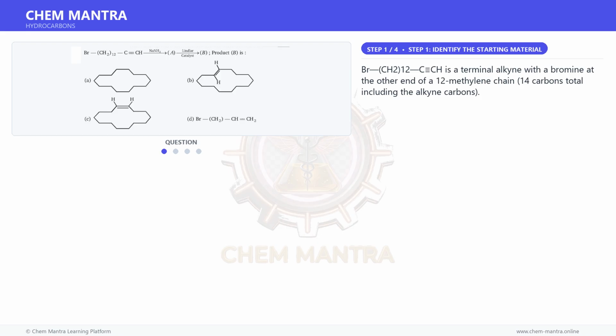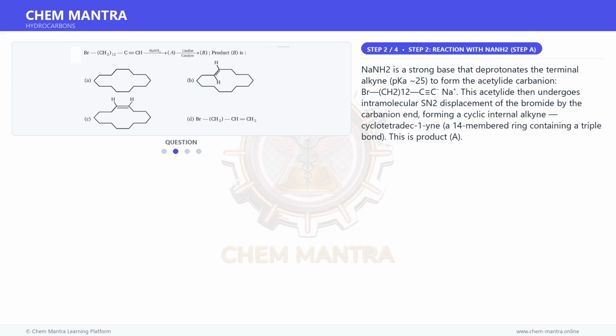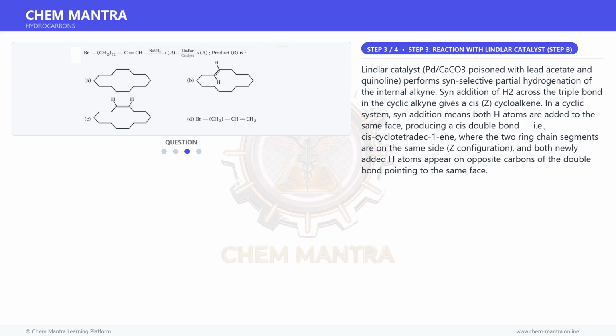including the alkyne carbons. Moving on to the next step. NaH is a strong base that deprotonates the terminal alkyne, pKa about 25, to form the acetylide carbanion Br-(CH2)12-C≡C-Na. This acetylide then undergoes intramolecular SN2 displacement of the bromide by the carbanion end, forming a cyclic internal alkyne, cyclotetradec-1-yne, a 14-membered ring containing a triple bond. This is product A.